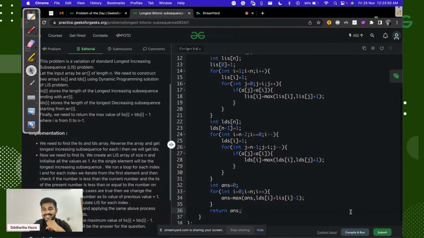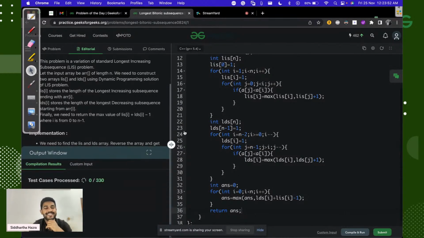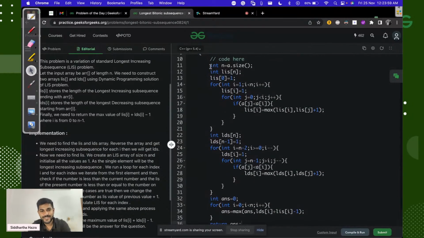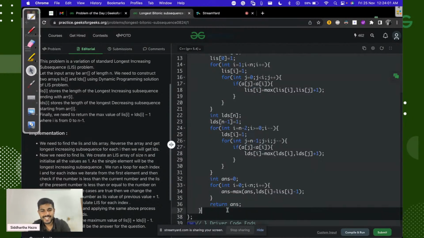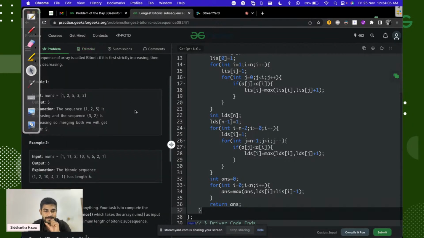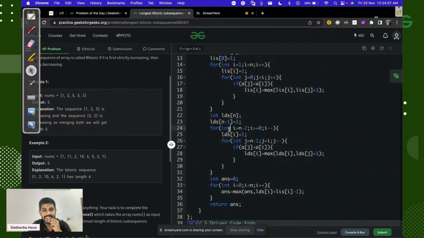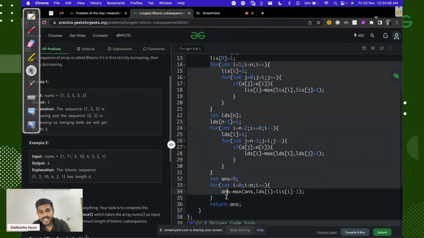So this is the code itself. Sorry, I appended by mistake. Okay, so now, what is the time complexity of this?